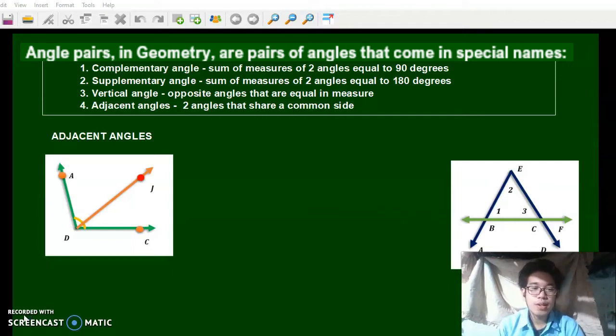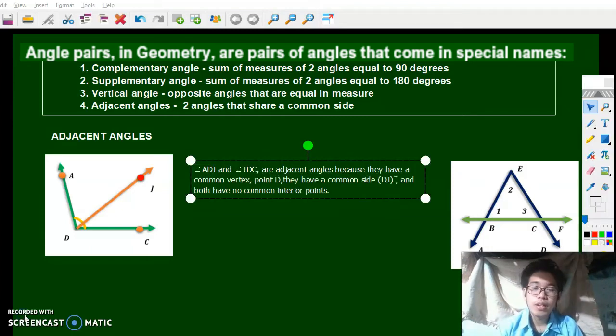As you can see here, we have adjacent angles: angle ADJ and angle JDC. Those two angles are under a bigger angle called angle ADC. So how did angle ADJ and angle JDC become adjacent angles? The first condition is that they need to have a common side. Their common side is ray DJ or ray JD, whichever of those two; those are valid names. Also, they have a common vertex. That's the second condition. The common vertex is of course point D.